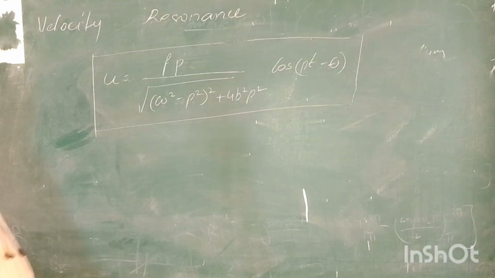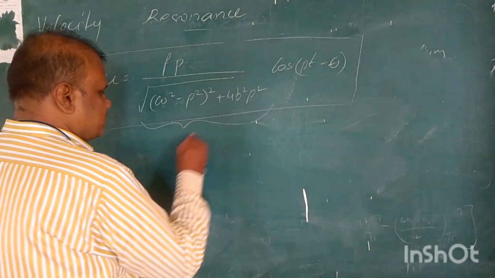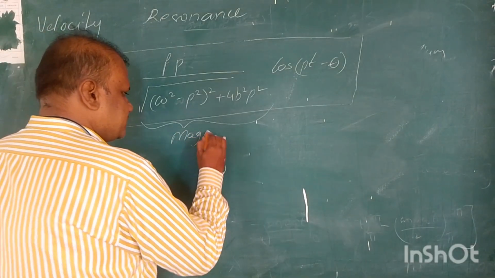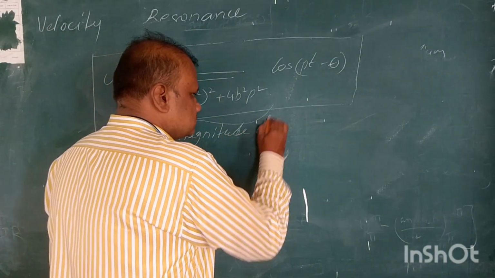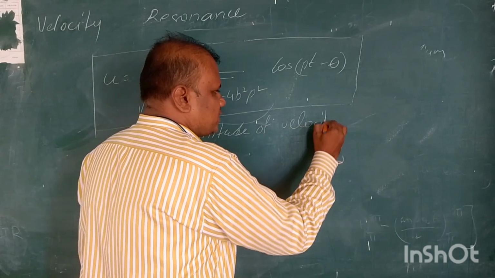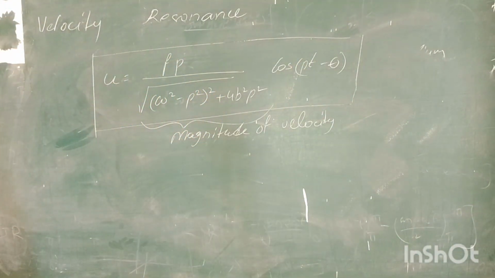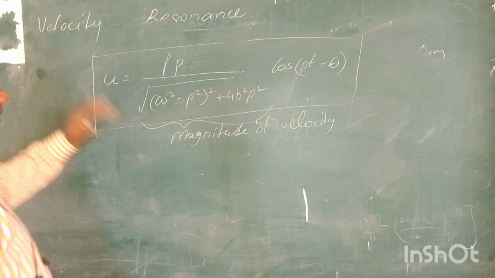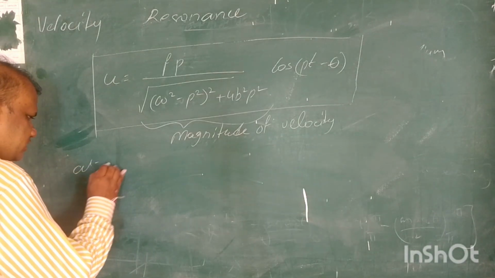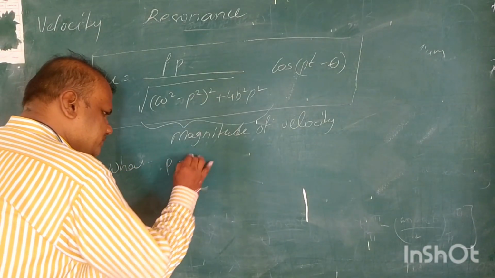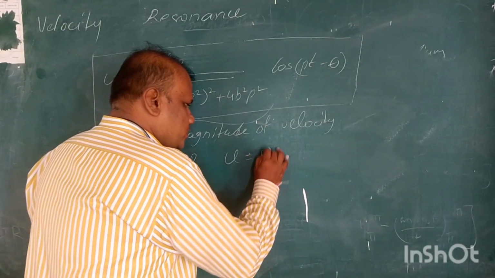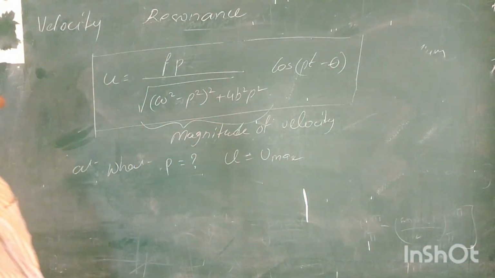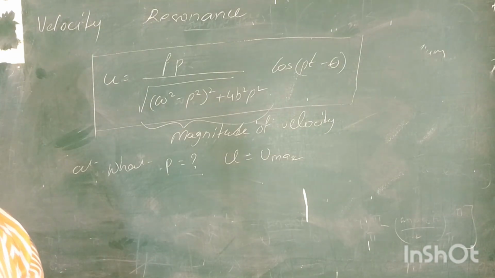Here this term represents the magnitude of the velocity of the forced oscillator. Velocity resonance means finding at what particular external frequency this velocity is going to be maximum. At what p value does this velocity become maximum? That is called velocity maximum, nothing but velocity resonance.